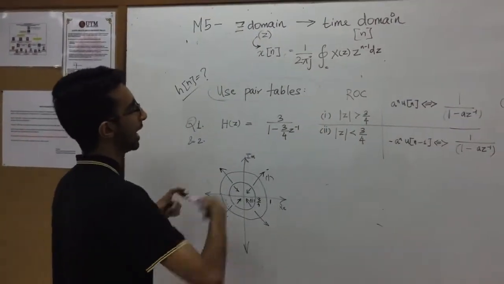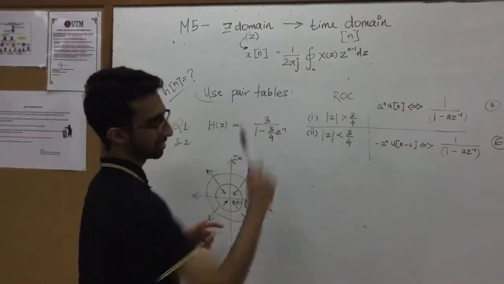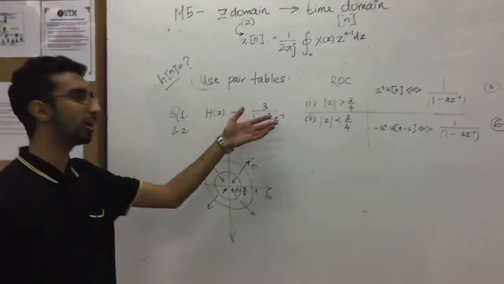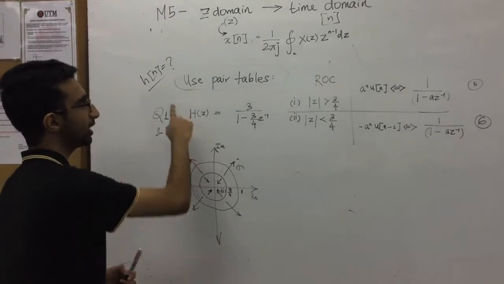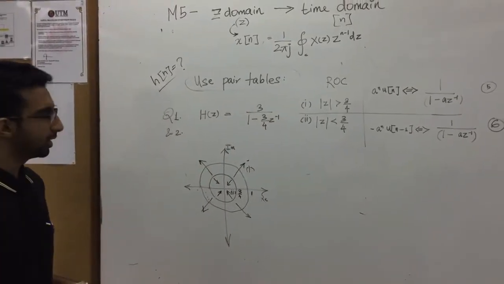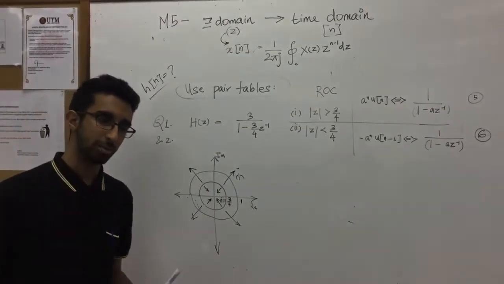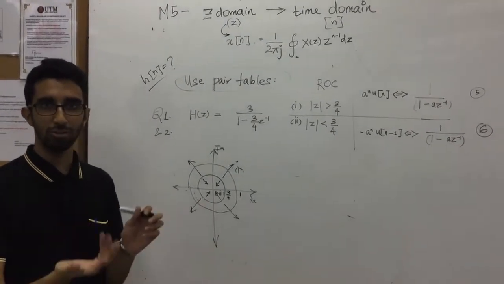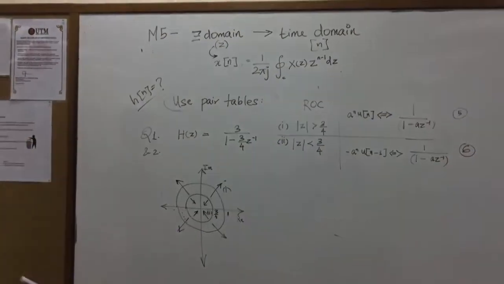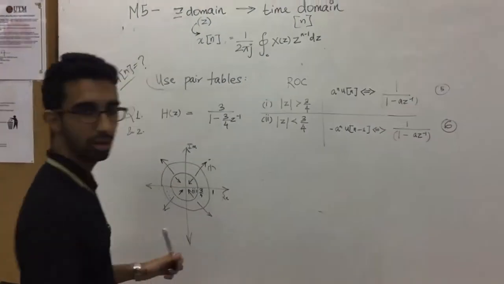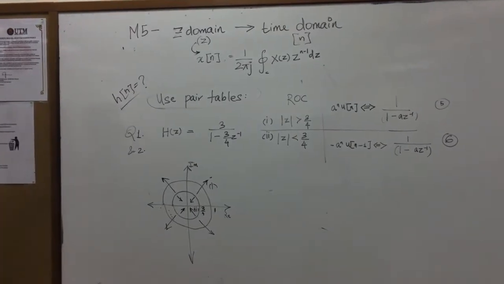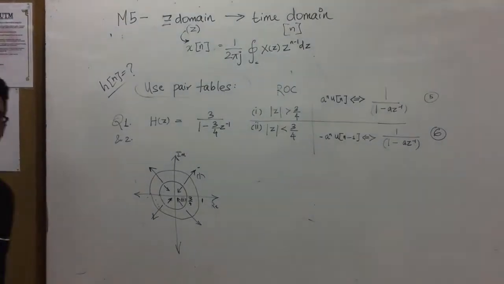The formula is x of n is equal to this. But for this subject, we will not be using this formula. Instead, we will be using the pair tables. The pair tables are a set of tables in which there are pairs of functions that are interchangeable, such as, there are two examples over here, which I will discuss in a while. So let me explain to you inverse Z transform using a few examples.